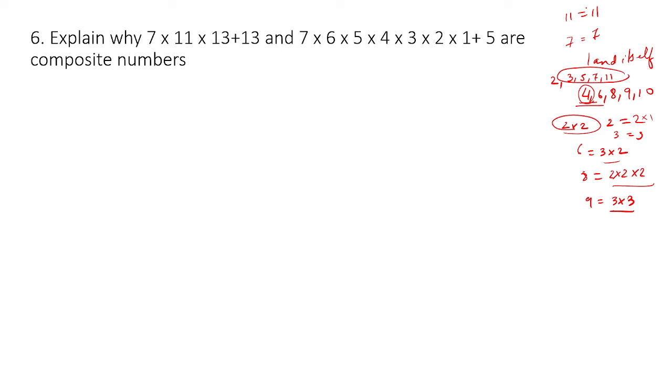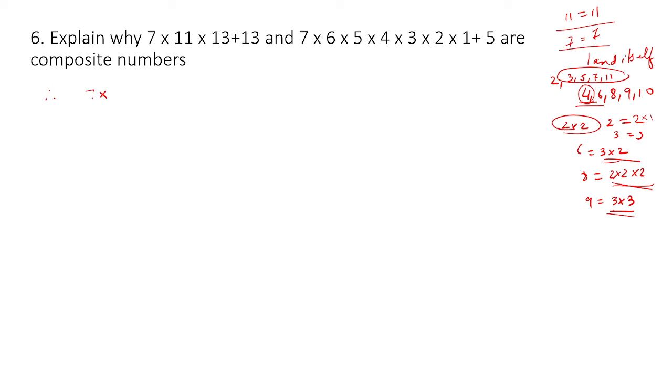If you just pay attention to this, the prime factorization of a prime number is itself: for 2 it's 2, for 3 it's 3. But when we talk about composite numbers, they have multiple factors: 3 into 2, 2 into 2 into 2, 3 into 3. Therefore, we shall first begin with this.